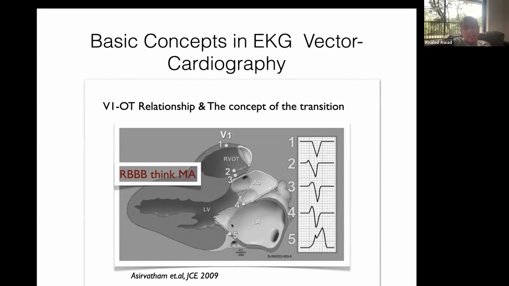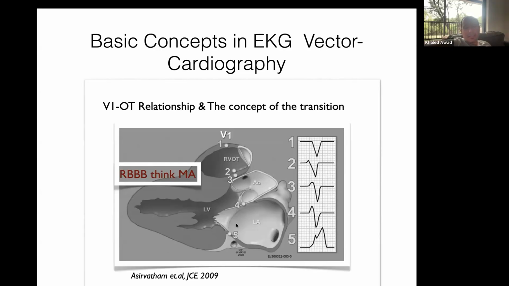What does that mean? It means that we're always going to have a left bundle pattern in V1, which means that the area under the curve, the majority of the area under the curve, the net deflection in V1 is going to always be negative until we reach the vicinity of the mitral valve. Okay? Why the mitral valve?